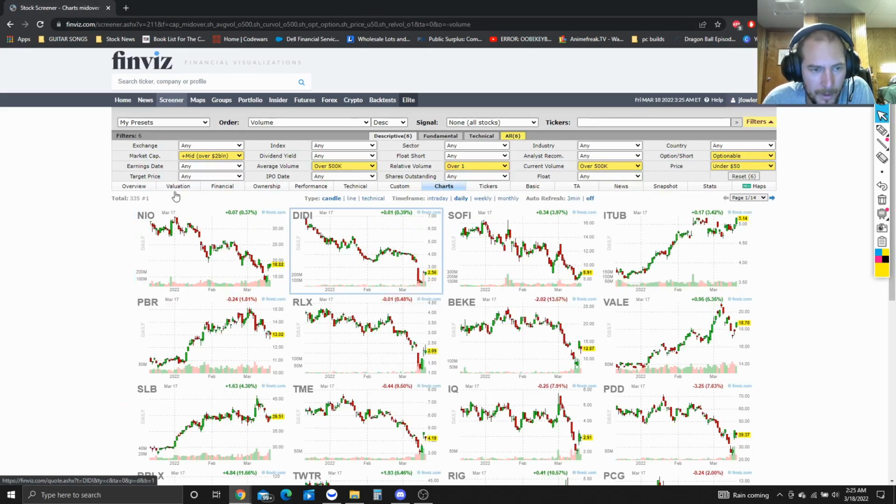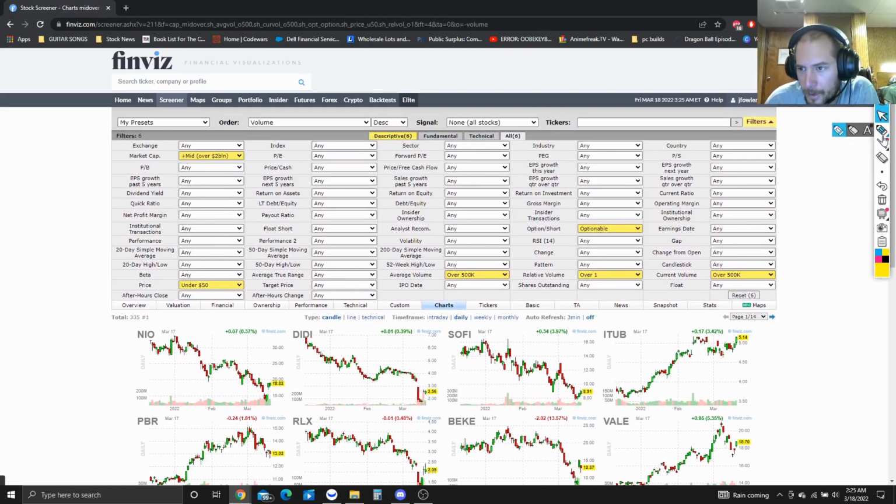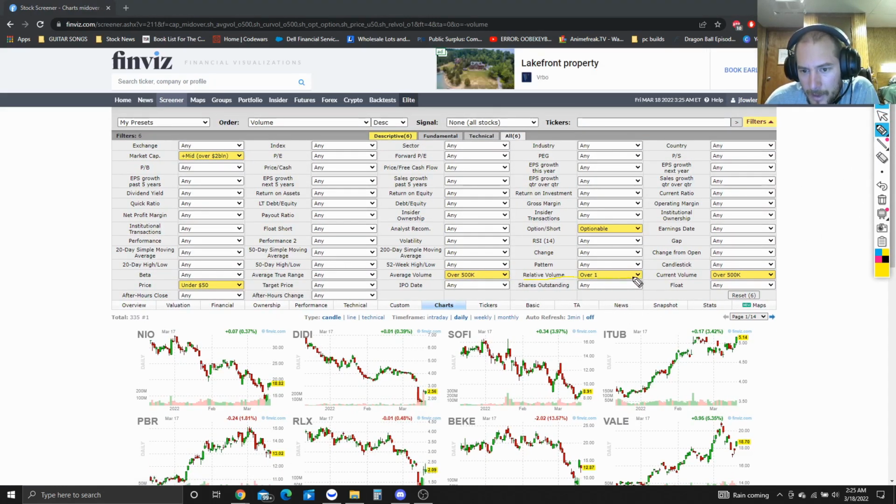Charts. We're already on the candle chart. Okay, now click the all tab. So most important here is relative volume. Definitely want that to be over 1.